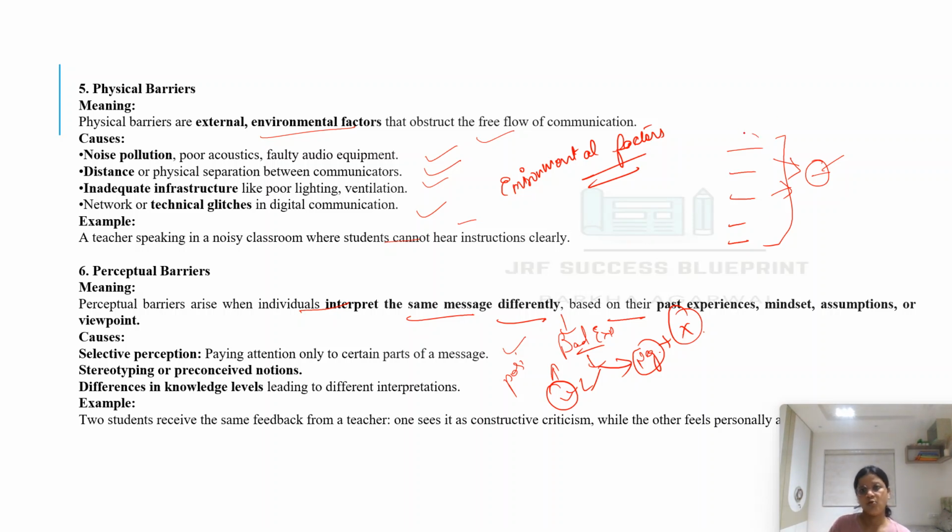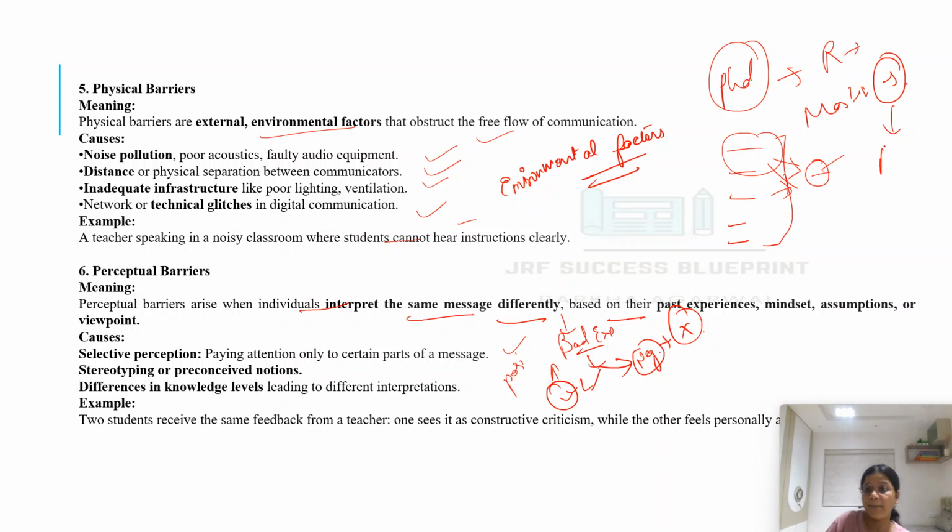Stereotyping means perceiving a person's characteristics on the basis of what others are also saying. That is stereotyping. Differences in knowledge levels lead to different perception and interpretation. Suppose a PhD scholar will interpret a thing differently, and a master's student will perceive a concept differently. Right? He will perceive the research paper in a more critical way, and the other will perceive it at a basic level.